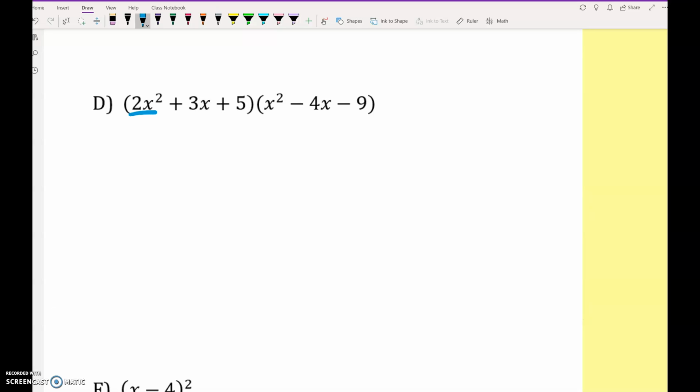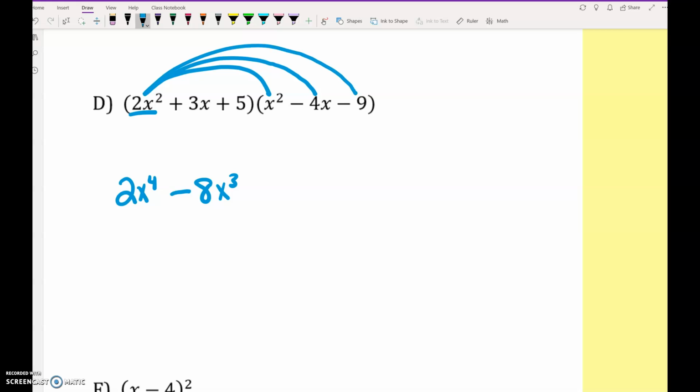Let's start by distributing 2x squared. 2x squared times x squared. What will that be? Okay. 2x squared times negative 4x, negative 8x to the third. 2x squared times negative 9, negative 18x squared. Okay, I'm done distributing that one. Moving on to 3x.